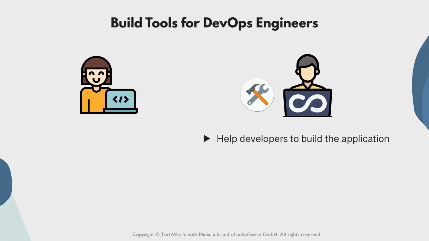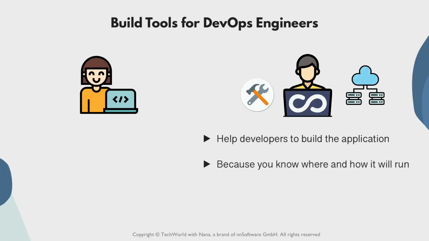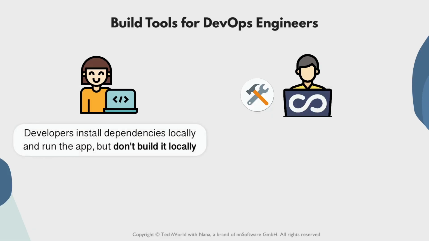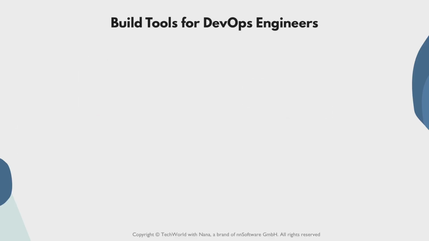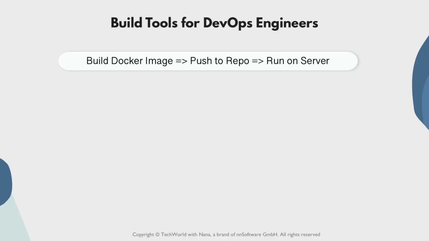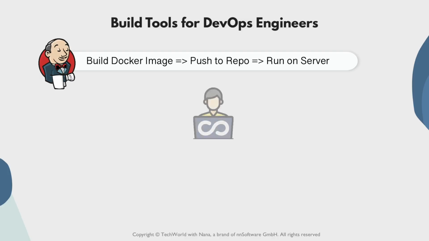Because you as a DevOps engineer will know better where the application will run and how it will run, on which environment, under what circumstances, and so on. So developers install dependencies locally, they run the application, but they don't build the application locally. Because building the application, the artifact, and then Docker image, and pushing it to the repository and then running it onto the server, none of that happens on the machine of a developer. It all happens in the build automation tool, which is a responsibility of a DevOps engineer or a DevOps team.